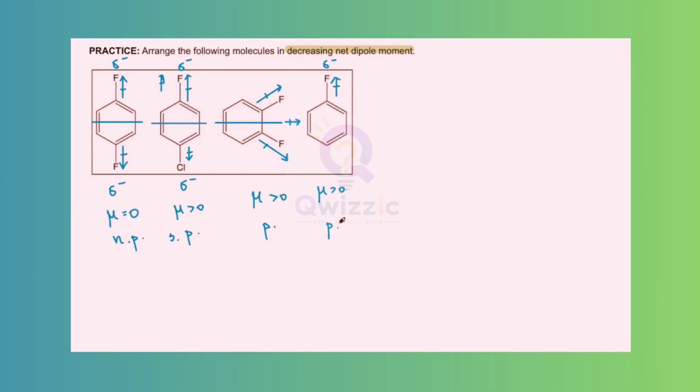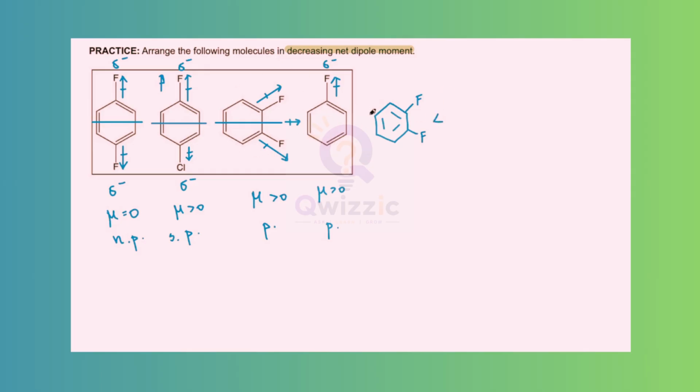So let's rank them. We want to arrange them in decreasing net dipole moment. And the greatest dipole moment would be observed for structure 3. Let's understand why. Well, essentially it has 2 fluorine atoms, so the 2 vectors are additive. They're pointing in the same direction when it comes to the analysis of the horizontal component of each vector. So that the third structure, due to the presence of 2 electronegative atoms pointing in the same direction, would have the greatest net dipole moment.